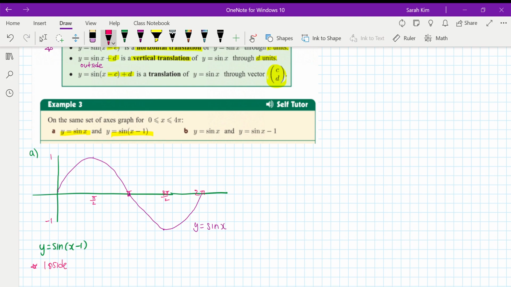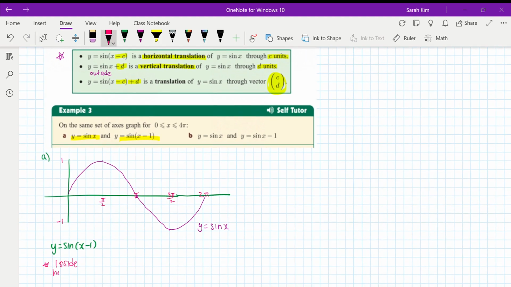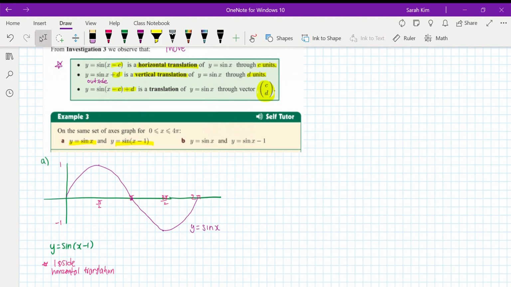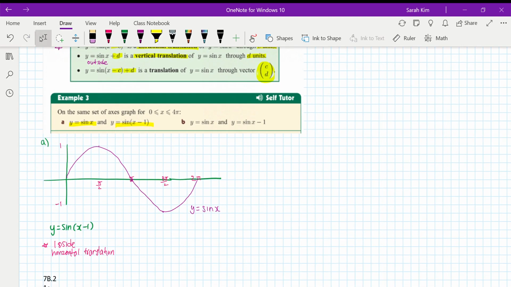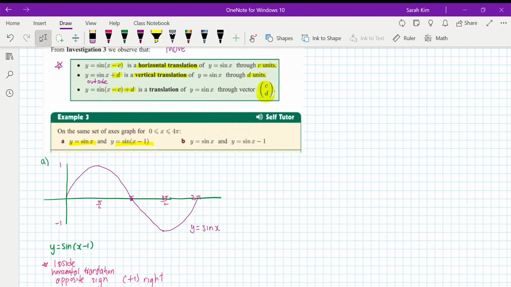So inside was a horizontal translation. So it's a minus 1, so it moves 1 unit. So do you see how it says minus C, but it moves C units? So although it was minus 1, it ends up being the opposite. So it's kind of opposite, if you want to write that note. Opposite sign. So it becomes plus 1 to the right. So that's what I'm going to draw.